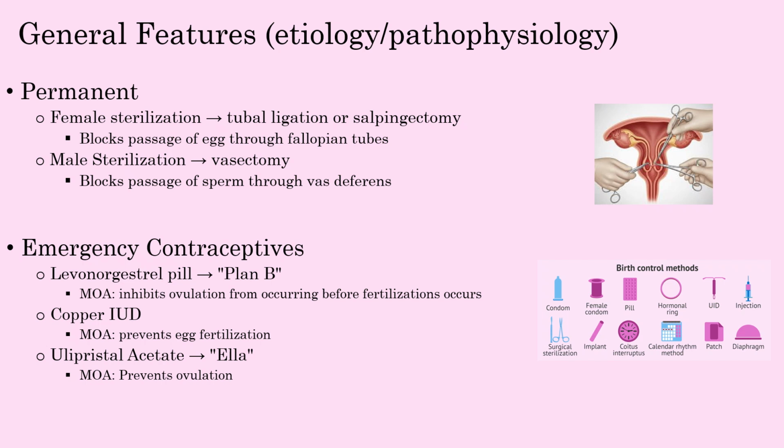The copper IUD can be inserted by a healthcare professional within 5 days of unprotected sexual intercourse, and this prevents egg fertilization. And then finally, ulipristal acetate is a pill that can be taken 5 days after unprotected sexual intercourse to prevent ovulation from occurring. This one works similar to the Plan B pill. Abstinence from sexual intercourse during known times of ovulation is also another contraceptive method.